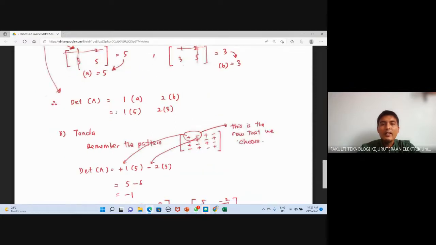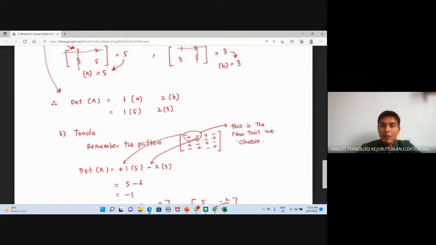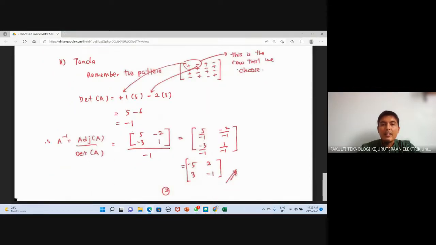But I don't know what sign I need to put. Is it negative, positive, and so on? You just need to remember this pattern again. Since we choose the 1 and 2 area, just remember that for 1, the sign is positive, and for 2, the sign is negative. So that's why I put positive and negative. And finally, we get the determinant: 5 minus 6 becomes negative 1. So finally, you just plug into the formula, adjoint A divided by determinant A, and finally you get this answer.